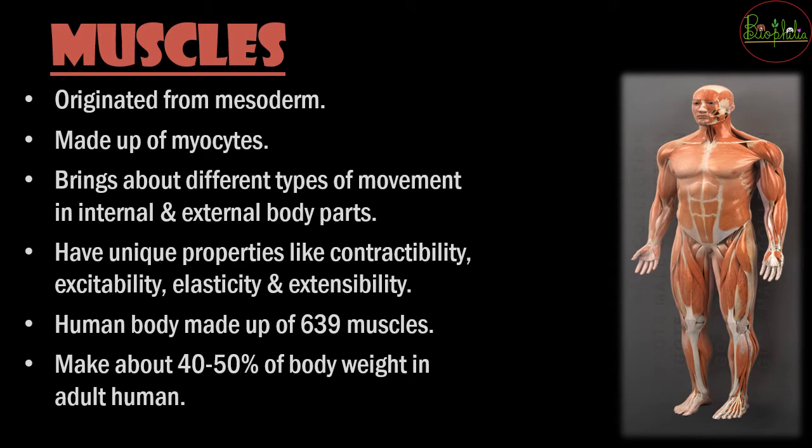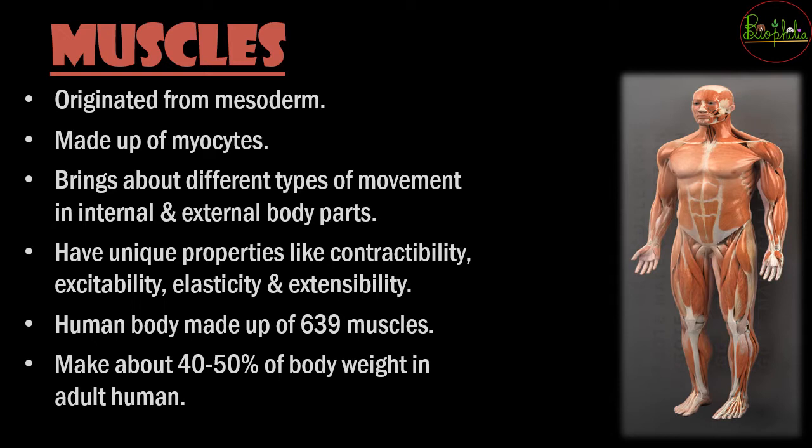So in this chapter, the first part is going to be muscles. What are they going to do in locomotion and movement? From where do they originate? How many muscles are present in a human body? How do they function? Everything is going to be discussed in detail. So this video is only for muscles.